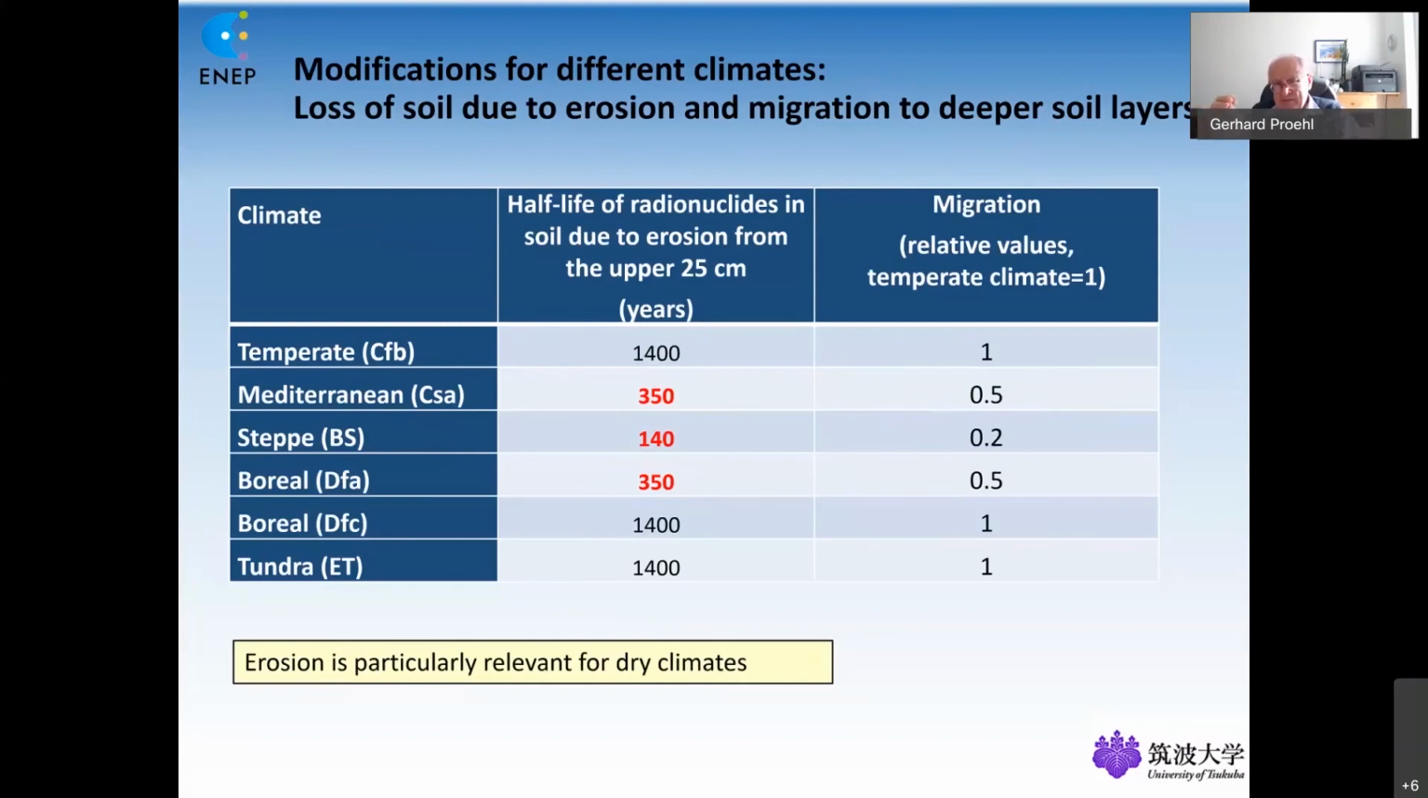So we have here a higher erosion rate, but a lower migration rate. This, to some extent, compensates a little bit. The same is true for boreal. Migration is also lower because many soils are wet, and the water table is pretty high.